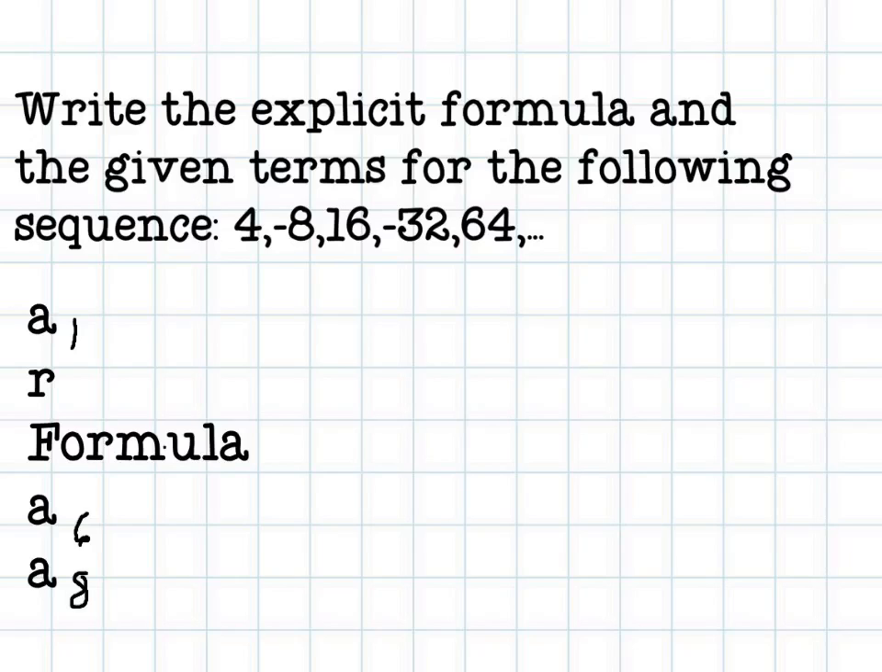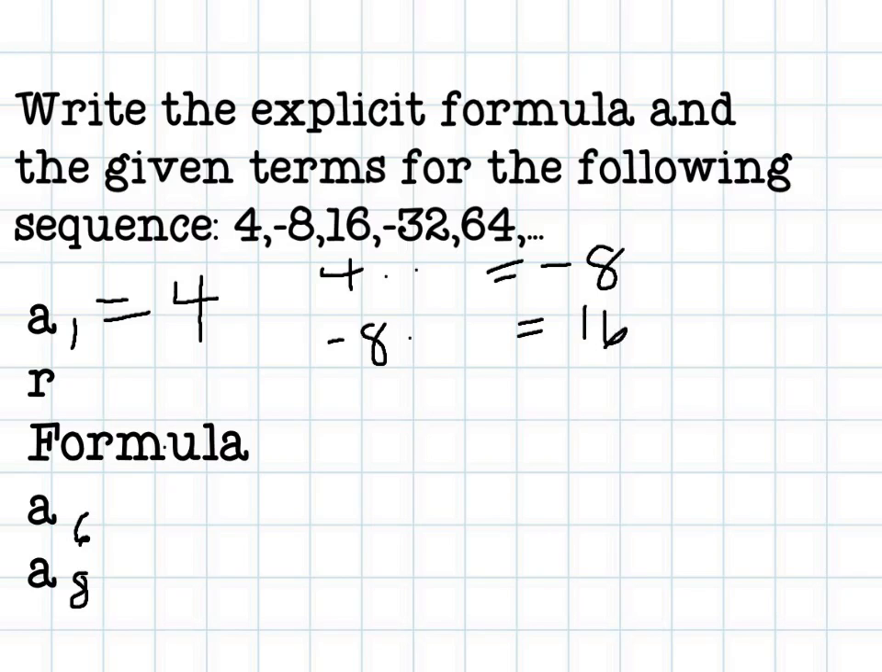Okay, a sub 1 is the first term. The first term is 4. The common ratio on this pattern is a little bit trickier. You're taking 4 times something to get negative 8. Then you're taking negative 8 times something to get a positive 16. Well, in order for the signs to be changing, you have to be multiplying by a negative. So we know that this is a negative something. And then 4 times what is 8? The answer is 2. 8 times what is 16? The answer is 2. So the common ratio here is negative 2.